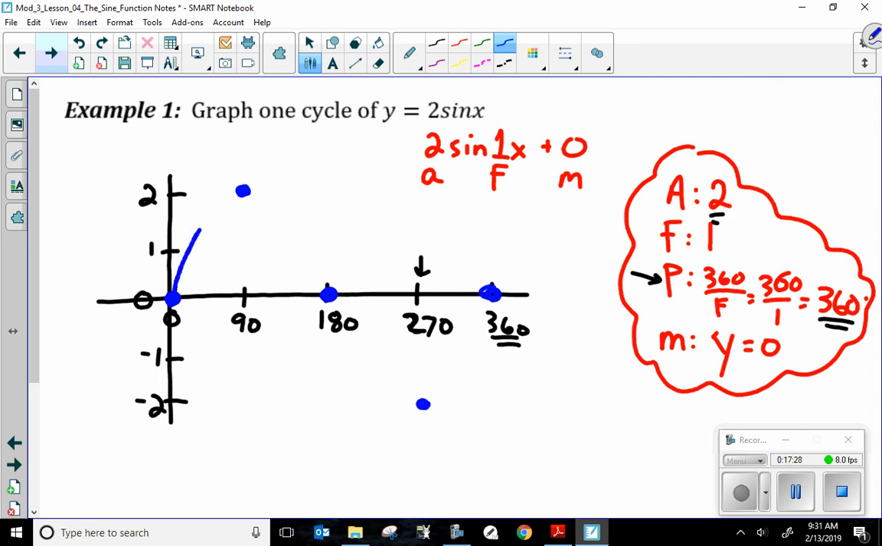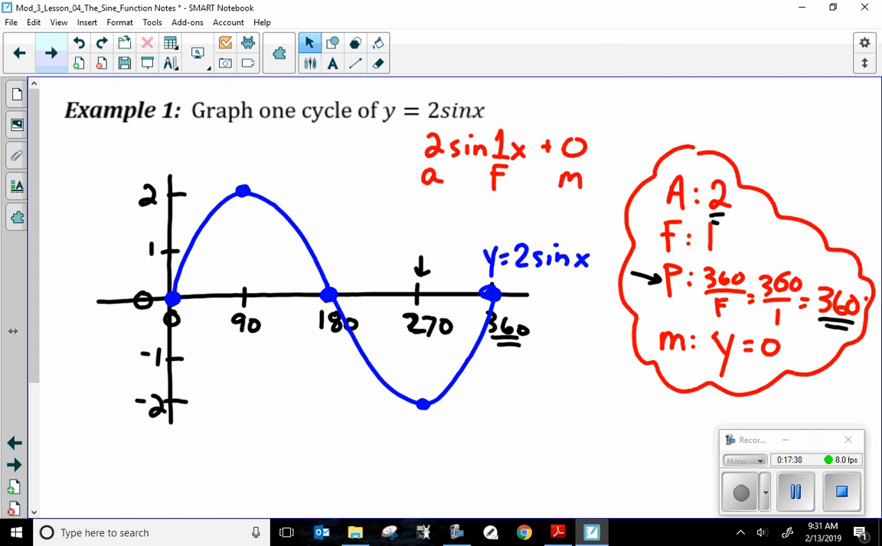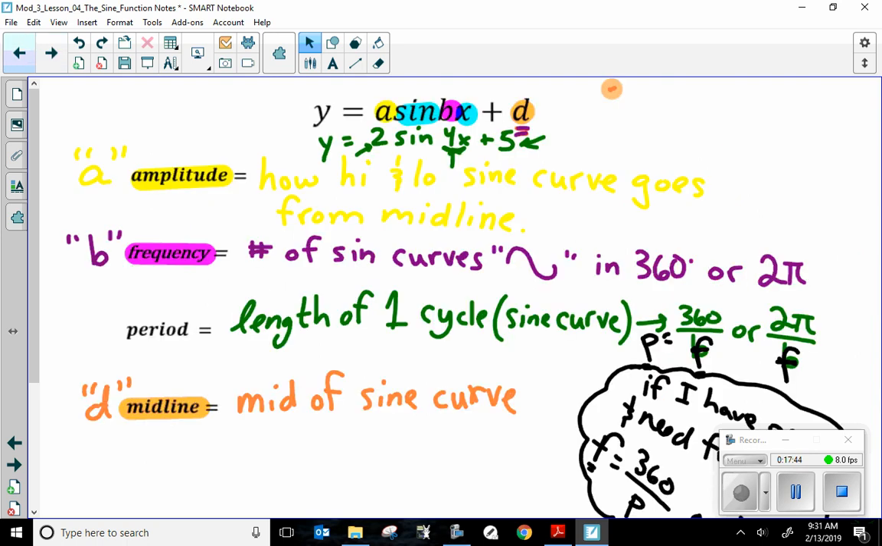So now, bam, that's a sine curve. You just graphed y equals 2 sine of x. All right? One thing I would like to mention about this right here, okay?